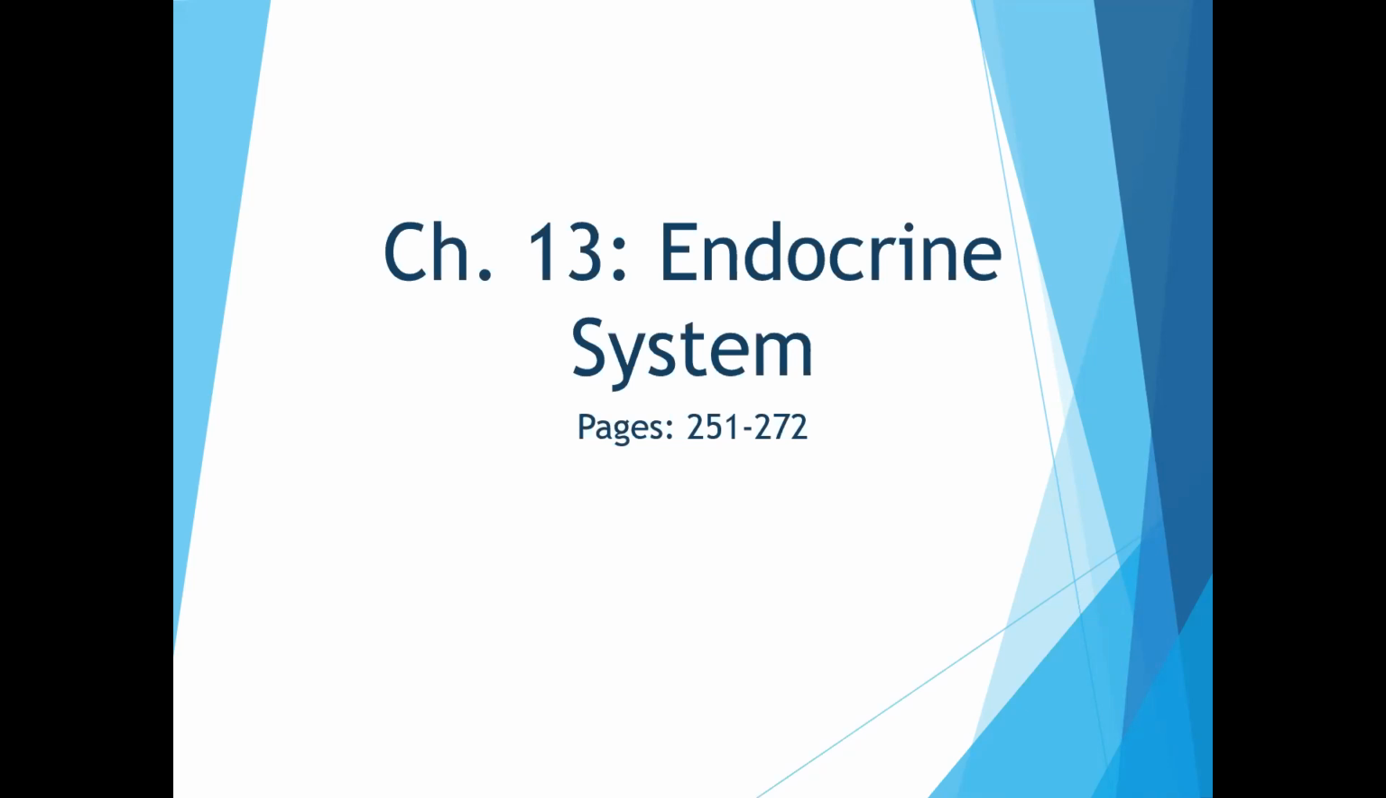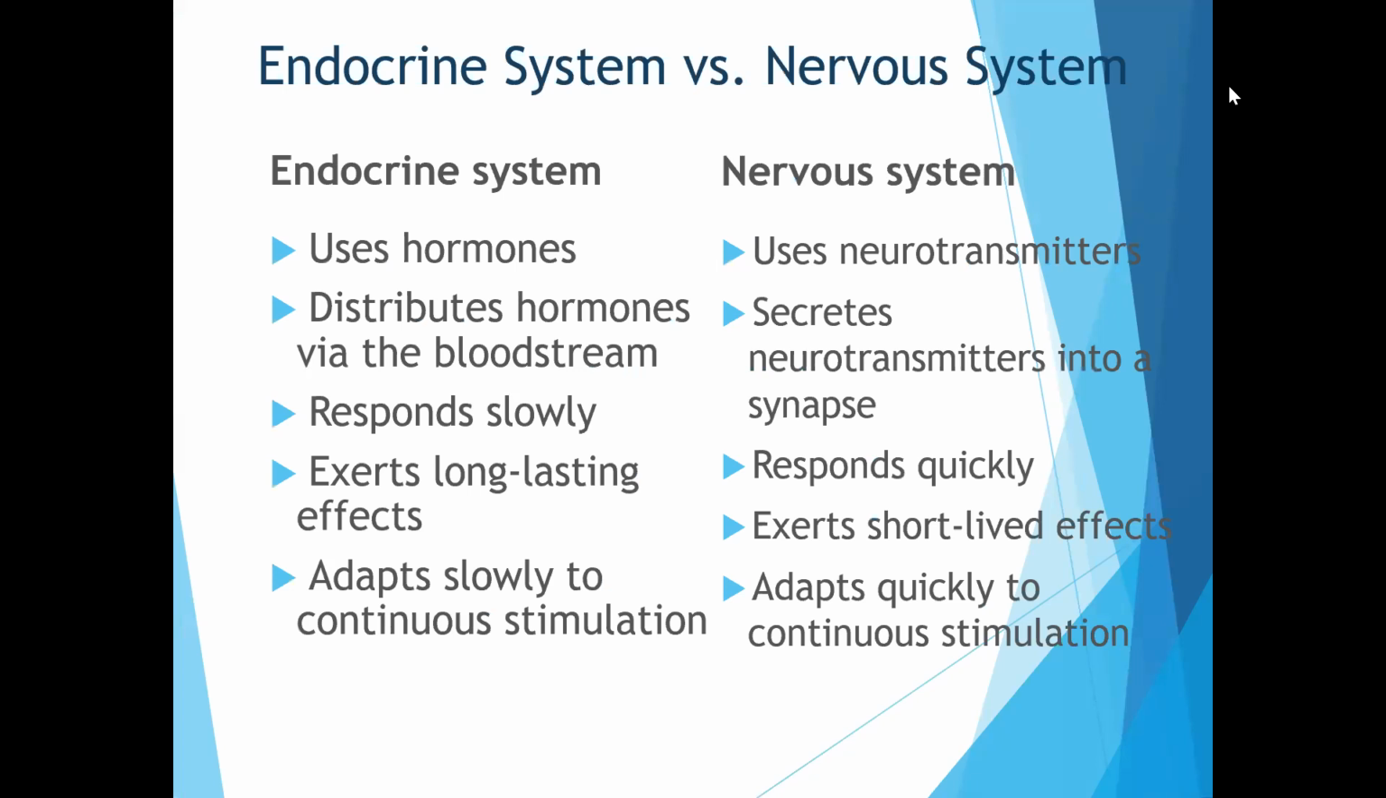The last chapter we're going to talk about for this unit is the endocrine system. Okay, so the endocrine system is often compared with the nervous system because they can both exert control over the body, but there's a lot of distinct differences between these two systems.